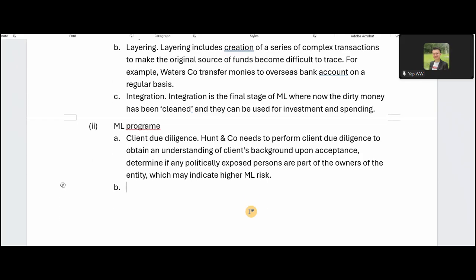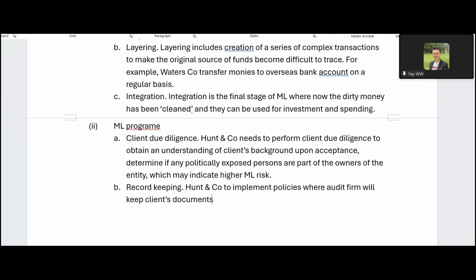And what else? Okay, R stands for record keeping. Record keeping means Hunt and Co to implement policies where the audit firm will keep clients' documents for at least 5 years. Yeah, so that will be enhancing the record keeping.